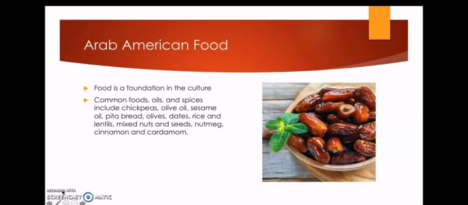They use nutmeg seasoning to season the meat that they cook. Cardamom seasoning is used in some of their beverages, and that is the seasoning that gives Arab and Turkish coffee the rich, unique flavor that it has. Some other common food staples are sesame oil, pita bread, olives, cinnamon, and rice and lentils.